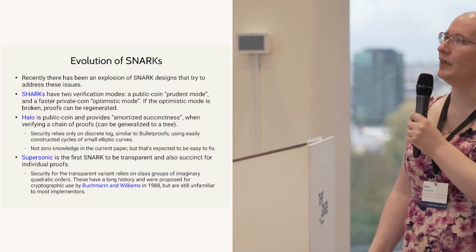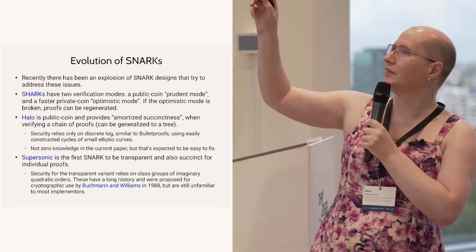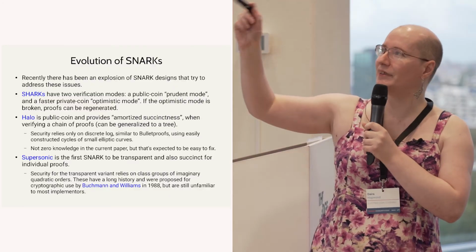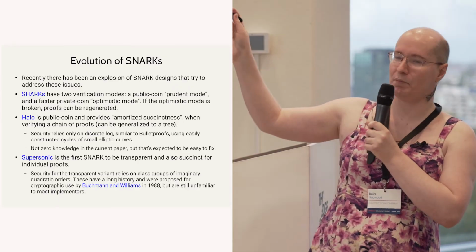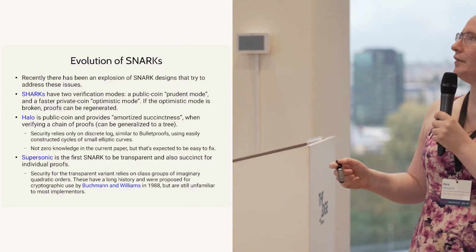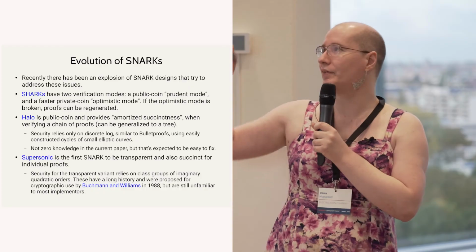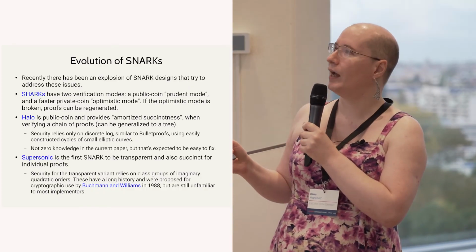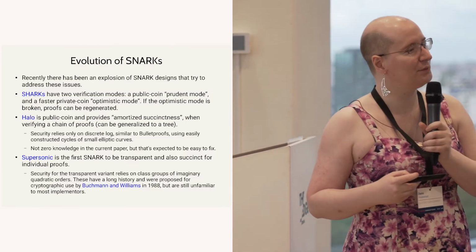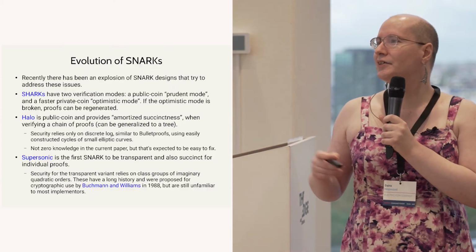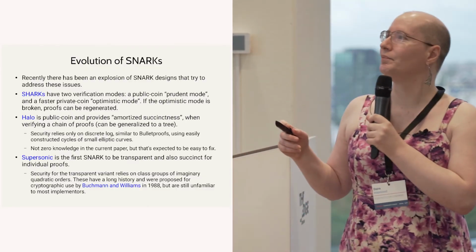So here's an explanation of some recent schemes. We have Sonic, which has a prudent mode and an optimistic mode. The optimistic mode is faster and relies on pairings. And the prudent mode is a little bit more like bulletproof style. And we can regenerate proofs if the optimistic mode assumptions are broken. So that's useful. I think to some extent that's been overtaken by events because we now have fully transparent proofs in the form of Supersonic, but in any case, it's still useful.